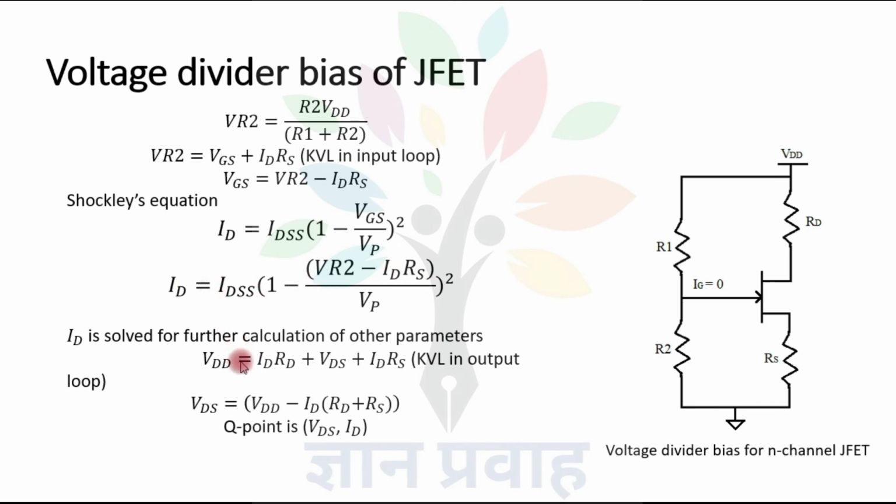And for finding the value of VDS, we must apply KVL in output loop. So KVL in output loop is VDD equal to ID RD plus VDS plus ID RS. And from this expression, VDS is VDD minus ID times (RD plus RS). So Q point is nothing, it is VDS, ID.